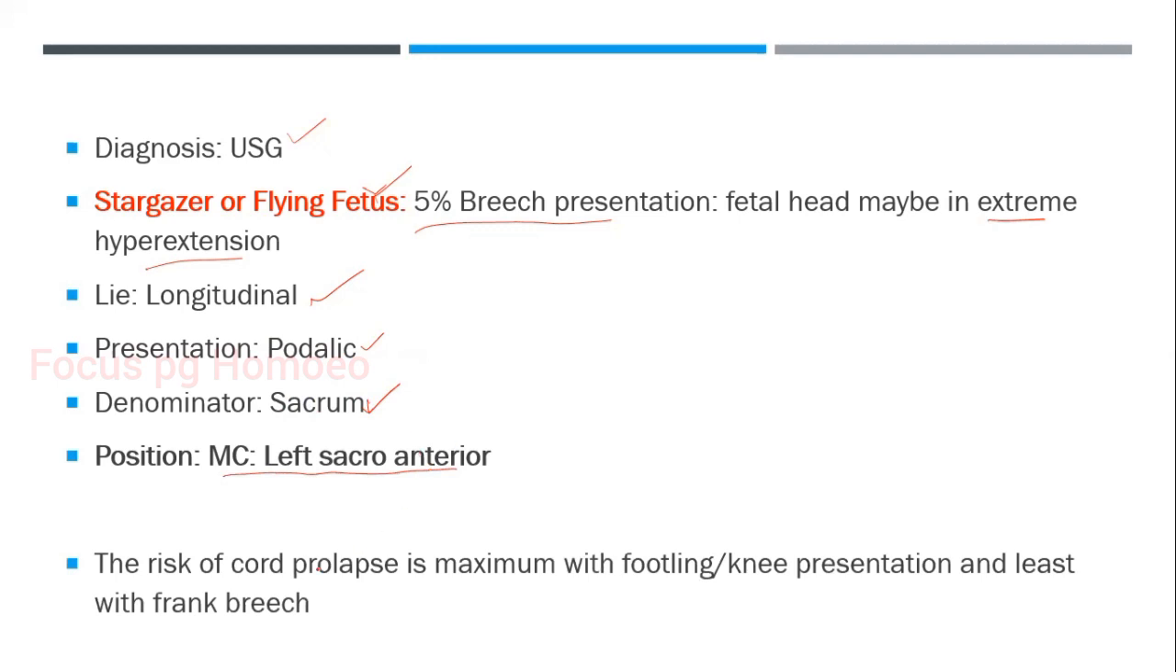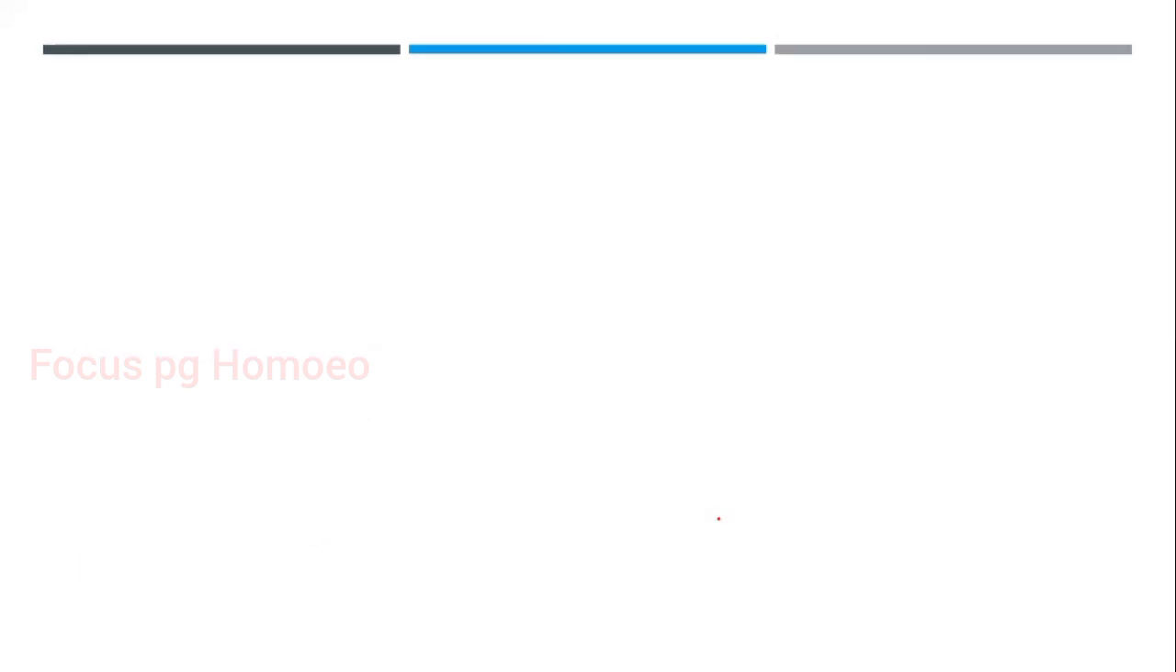The risk of cord prolapse is maximum with footling or knee presentation and least with frank breech presentation. Footling and knee are actually rare presentations. The most common is frank, where cord prolapse doesn't occur that highly. It is maximum with footling or knee presentation.